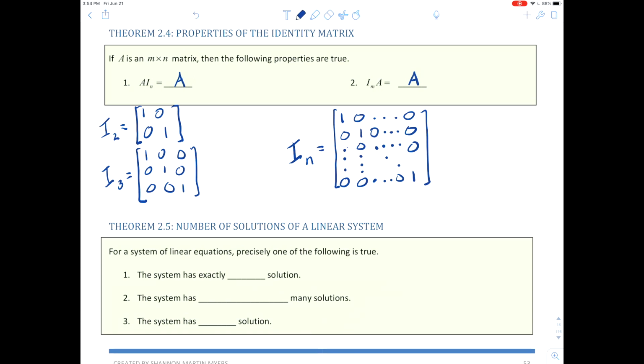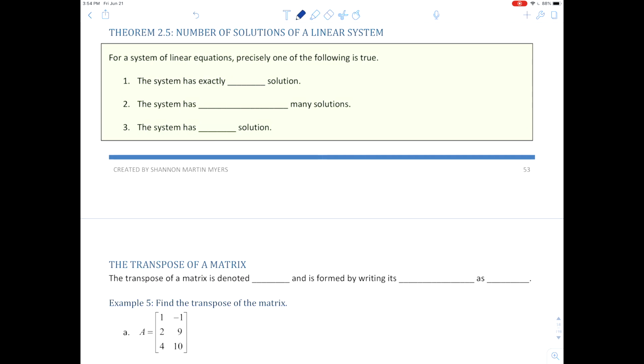Cool? All right, so theorem 2.5, the number of solutions of a linear system. We've had this before. You help me with it, okay? Ready? For a system of linear equations, precisely one of the following is true. The system has exactly one solution. The system has infinitely many solutions. Or the system has no solution. Groovy? All right, so here we go.